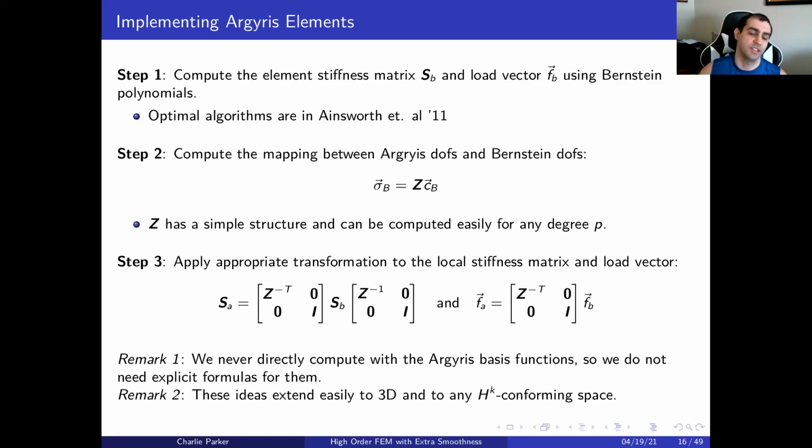And the other thing is that computing the stiffness matrix can be done in optimal complexity, and I'm not aware of any H2 conforming method for which you can even compute the stiffness matrix in optimal complexity either.